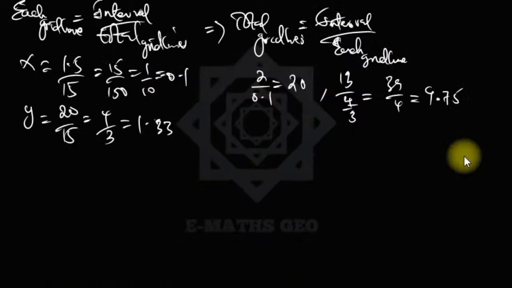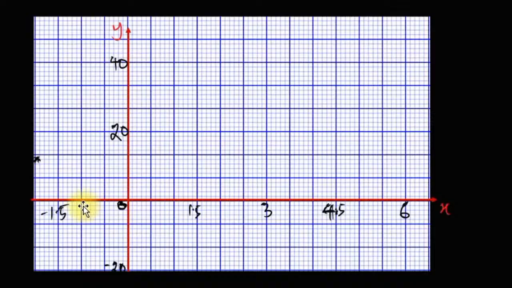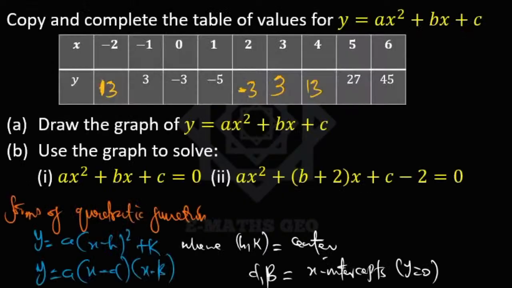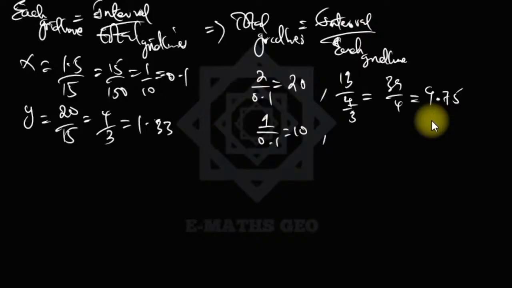So let's do the same. For x is minus, I told you the minus is just the direction, 1 over 0.1, which is 10. So 10 grid lines. So x will be 10, 5, 10. So C1 here. For y, 3 over 4 over 3, that's 9 over 4, which is 2.25. Yes.